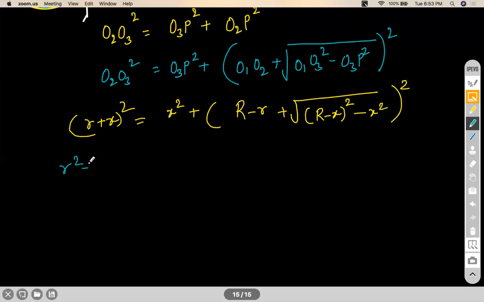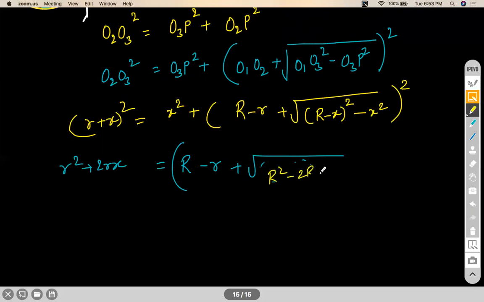So this will give me x square, 2Rx, and this x square will get cancelled off from here. So you'll have R minus r plus under root of R minus x the whole square. Now inside here also, if I open the brackets, I will end up getting just capital R square minus 2Rx.